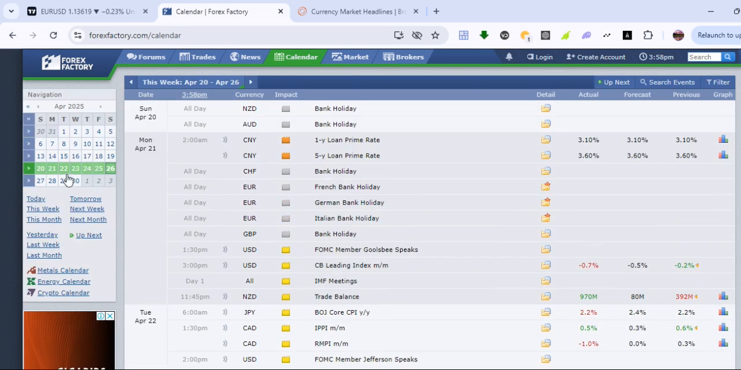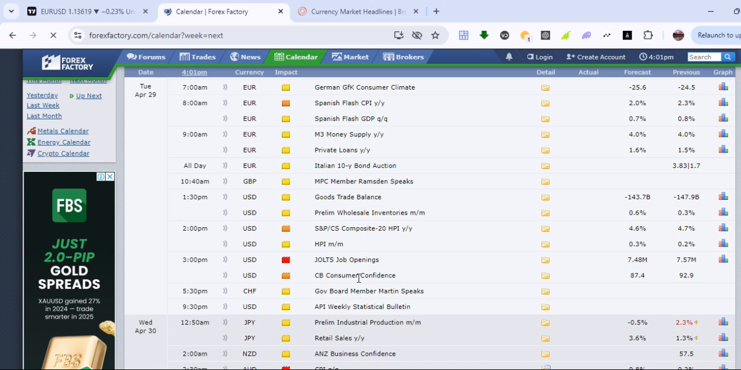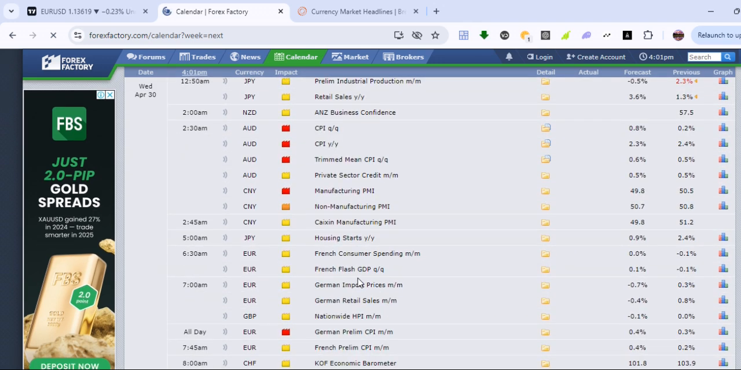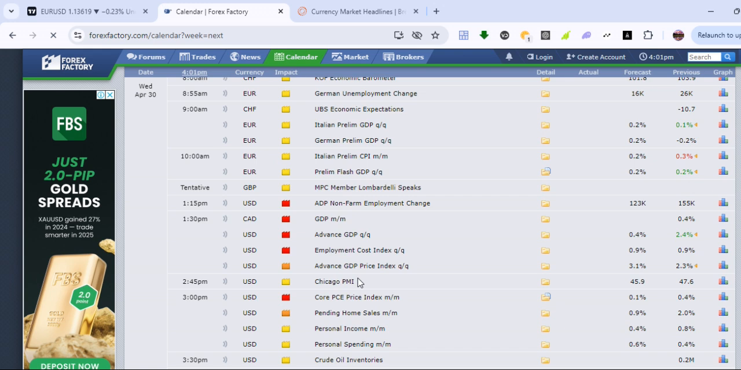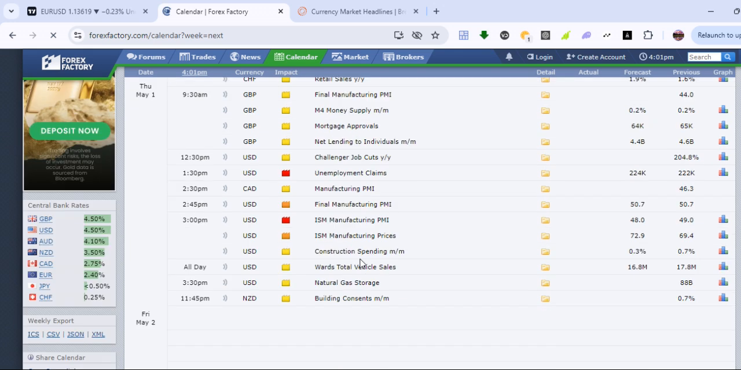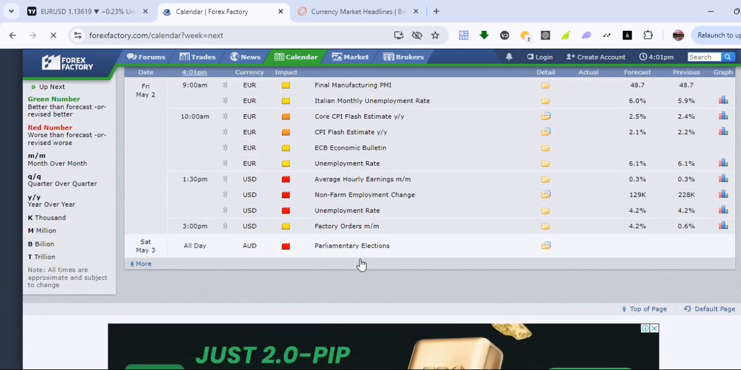Looking into the new week, the week from the 28th, we have the elections on Monday from Canada, which I don't think will have so much of an effect on the Canadian dollar. Then JOLTS job openings and the rest. We have CPI from Aussie. But the main data I'm looking at is the BOJ on Thursday and also the NFP on Friday, labor data for the USD.